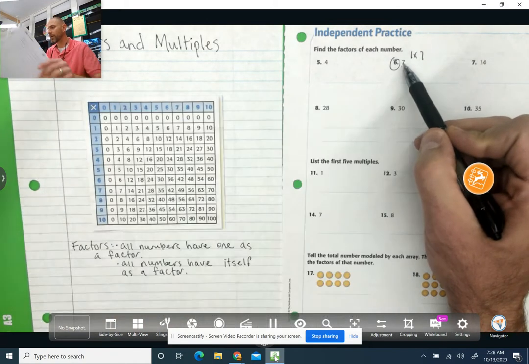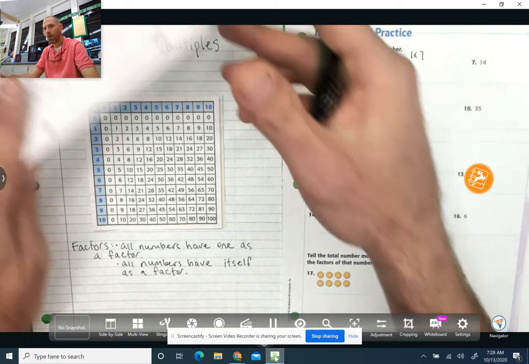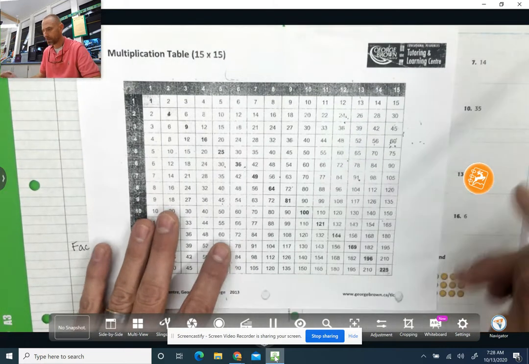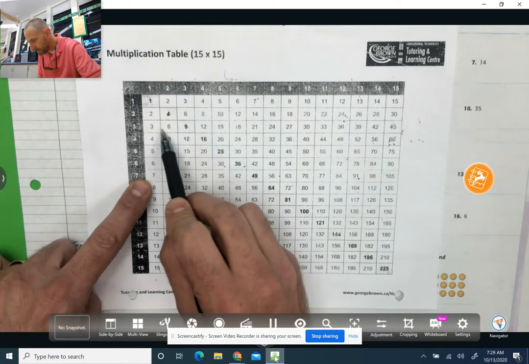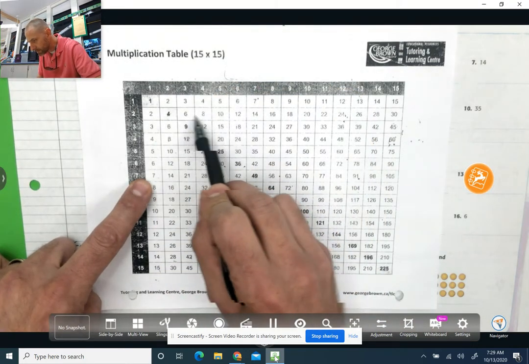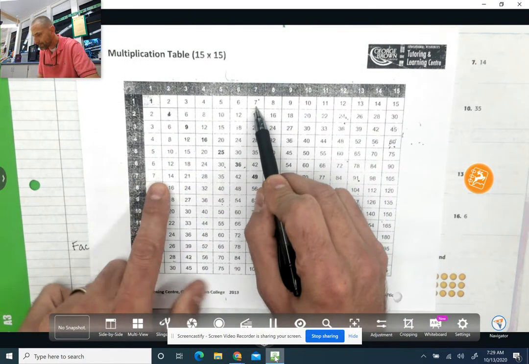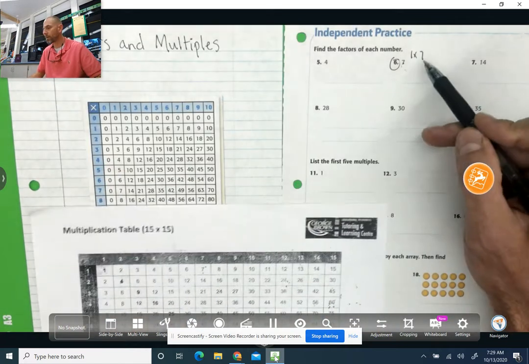So let's look here. What did I just find? There's no other 7 on my multiplication table. Okay, just these two 7s. Nothing else. No. Going along, it's just these two 7s made by 1 times 7.